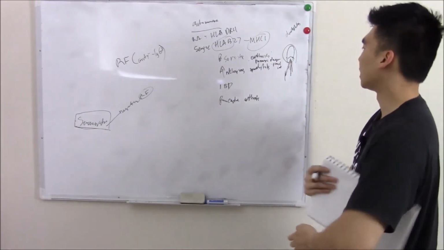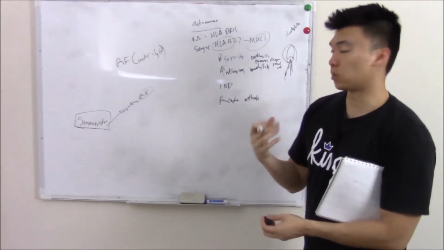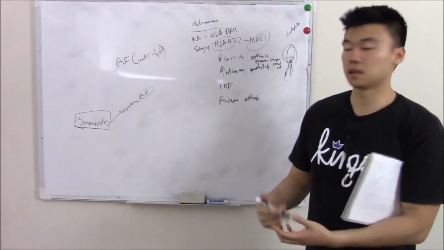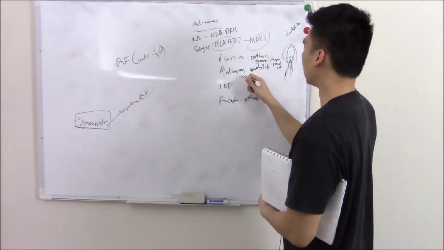Ankylose means stiffening. Spondylo means vertebral. Itis means inflammation. This is inflammation of your vertebral column that causes stiffening. And it starts with your sacroiliac joints.